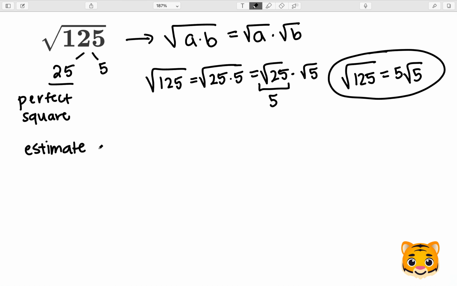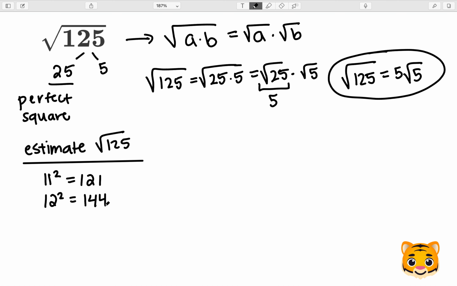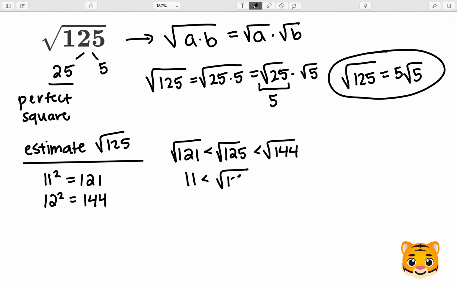We can also estimate the square root of 125 by using perfect squares nearby. The first perfect square we can use is 11 squared, which is 121, and we can also use 12 squared, which is 144. We can see that 125 is between 121 and 144. We can therefore write the following inequality. The square root of 121 is less than the square root of 125, which is less than the square root of 144. Because 11 squared gives us 121, the square root of 121 will be 11. Similarly, because 12 squared is 144, the square root of 144 will be 12. We can now see that the square root of 125 is between 11 and 12.